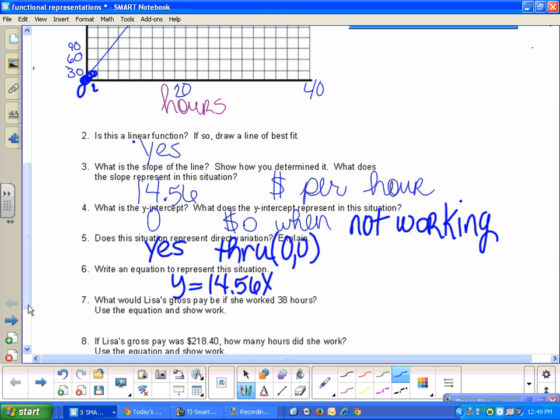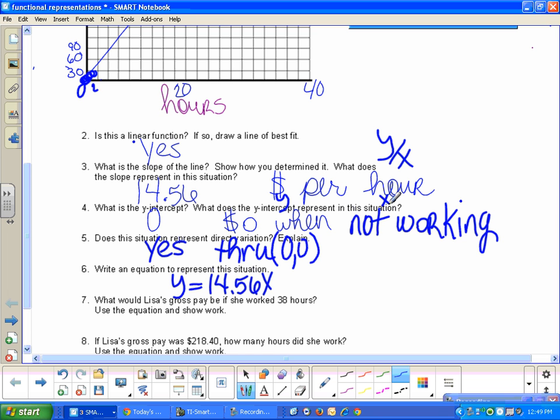So when it asks you what is the y-intercept or what is the slope, we want a number. When it asks you what it represents, this slope is y over x, or y, which is money, per hour, which is x. The y-intercept is always your starting money. In this case, we don't have any. If she doesn't work, she doesn't get paid.